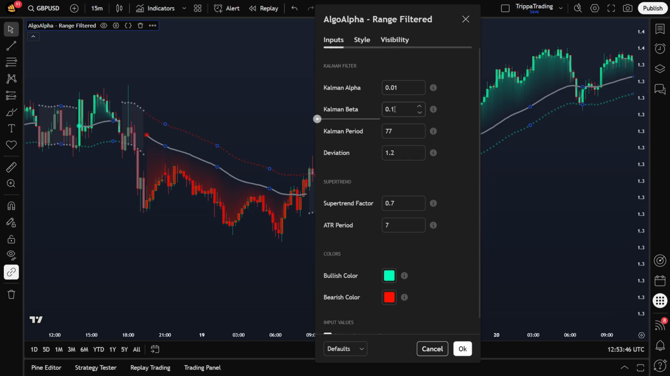Next is Kalman Beta, set to 0.1 by default. This one determines how sensitive the indicator is to trend changes. A higher value makes it more reactive, while a lower one tones it down to filter out smaller moves.